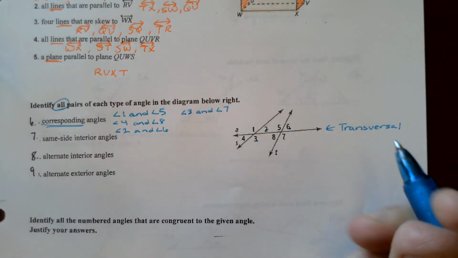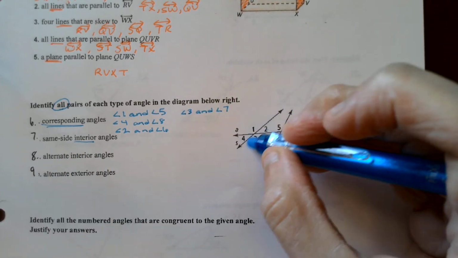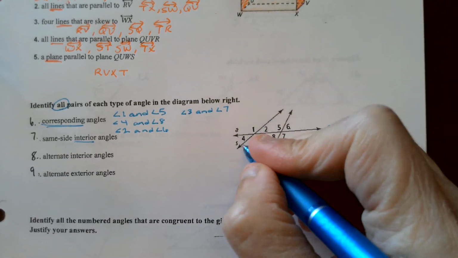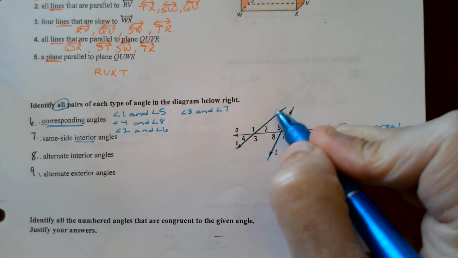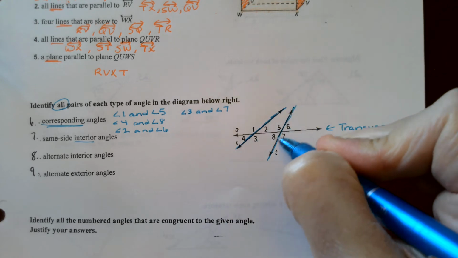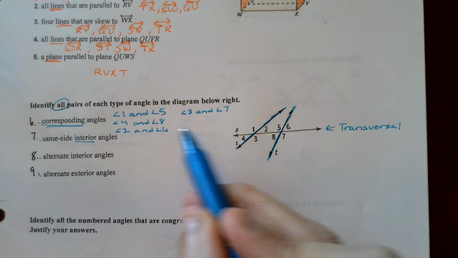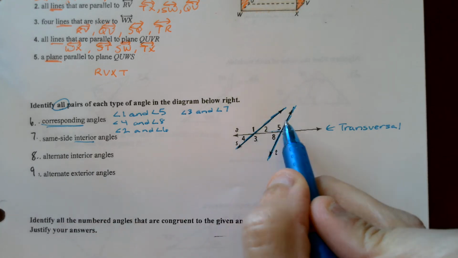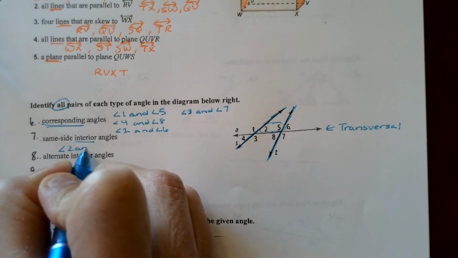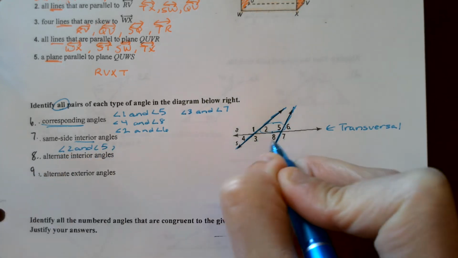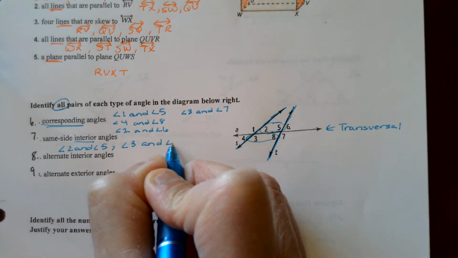Same side interior. So keyword here, interior. So remember, you look at your two lines and they're on the inside. Okay, so they're between them, but the same side part means it's the same side of this line. So here's one pair, angle 2 and angle 5, and here's the other pair, angle 3 and angle 8.